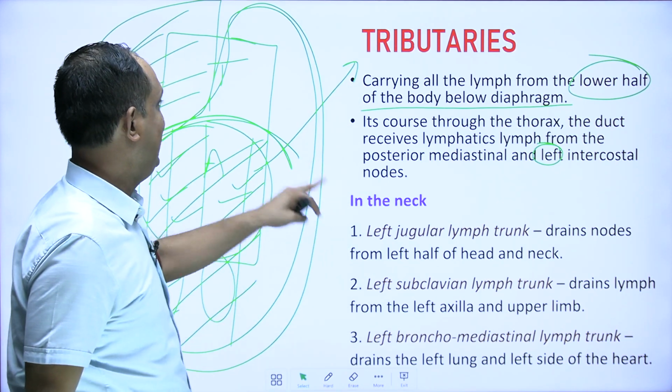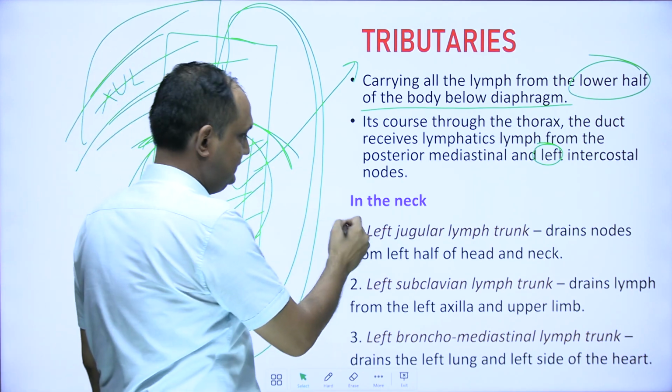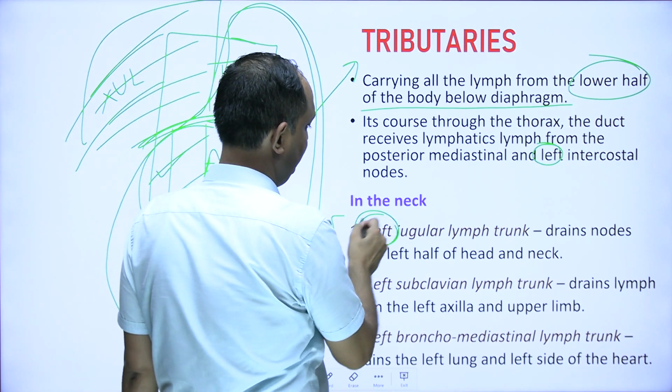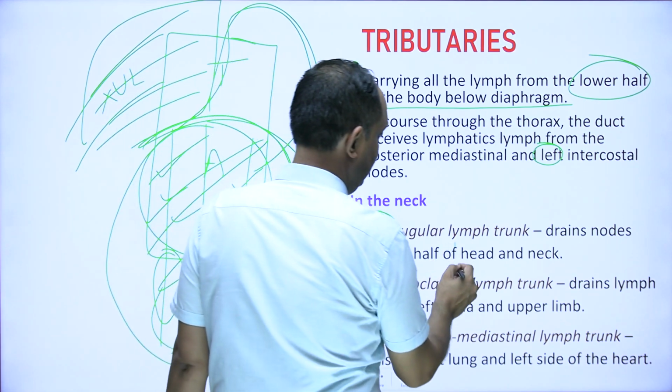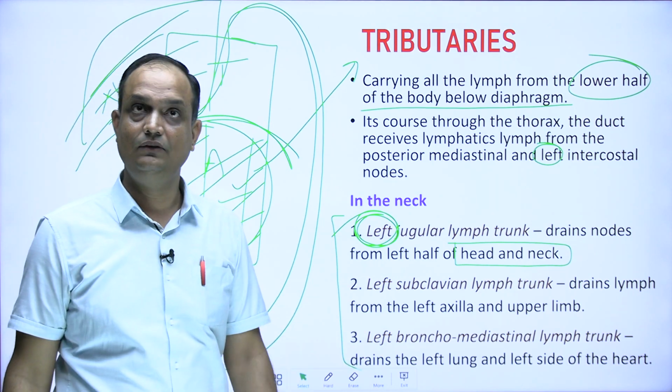So, in the neck, when you see the arching part of your thoracic duct, it has three very important tributaries. One is the left jugular lymphatic trunk. Now, this left jugular trunk carries the lymph from the left half of head and neck. The right half will go in the right lymphatic.